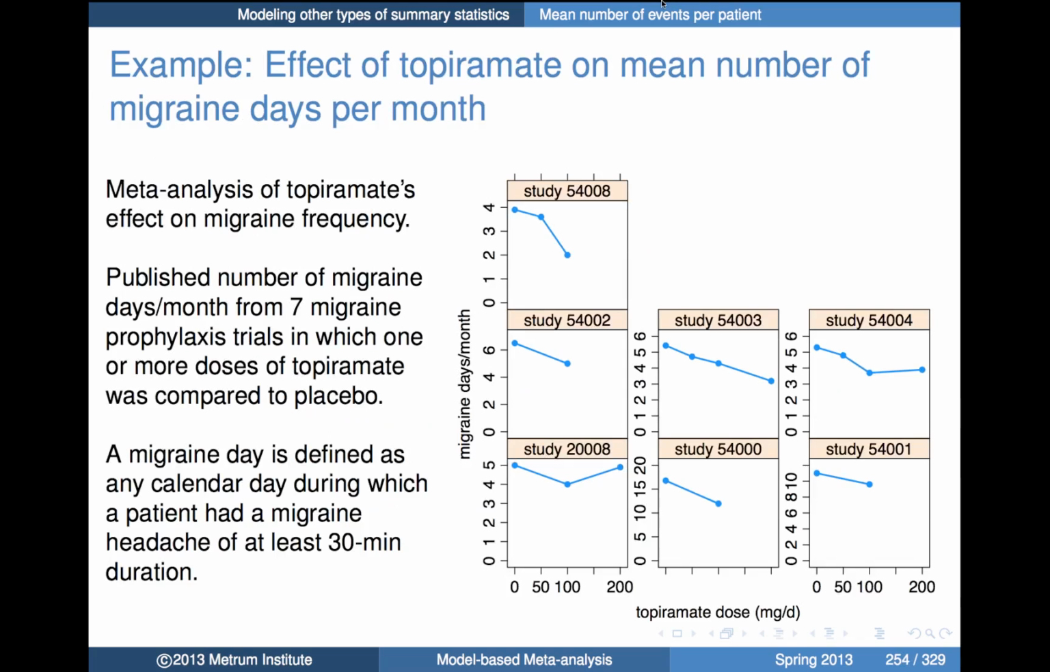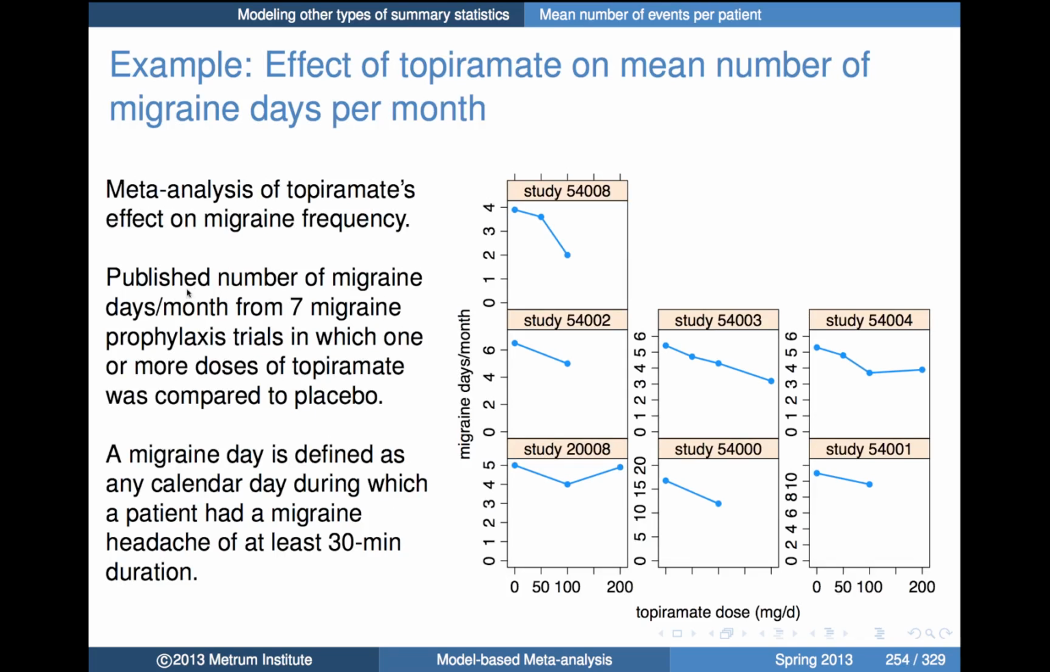There are a number of different agents that are used in an attempt to prevent migraine occurrences, in other words, to reduce the frequency of migraines in patients. One in particular is topiramate, and that's the one I'm going to focus on in this example. So we're going to look at the effect of topiramate on the mean number of migraine days per month. This is published data on the number of migraine days per month from 7 migraine prophylaxis trials in which 1 or more doses of topiramate were compared with placebo.